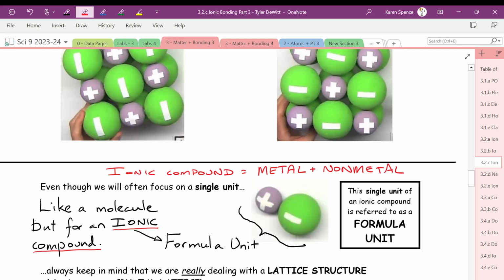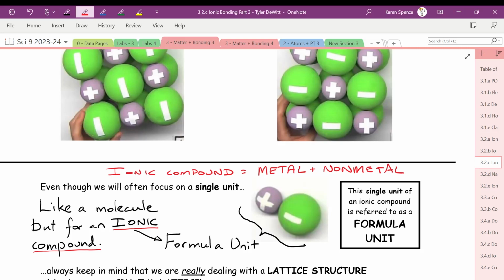So honestly, if you were to call a formula unit a molecule in grade 9, I'm not going to get that wound up about it. But technically it's not a molecule. But these formula units don't really exist in nature.